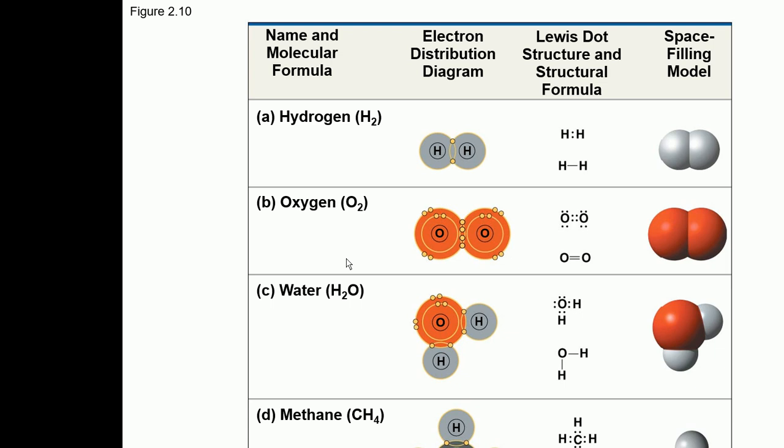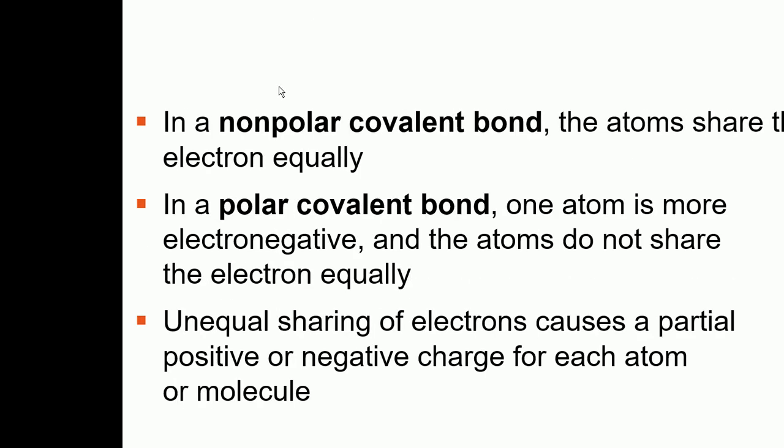As a result, these shared electrons move towards oxygen. Oxygen gets a slight negative charge and hydrogen gets a slight positive charge because the electron cloud moves away from hydrogen and goes towards oxygen. That results in the formation of polar covalent bonds. So this is what is explained here: what are non-polar covalent bonds and what are polar covalent bonds.